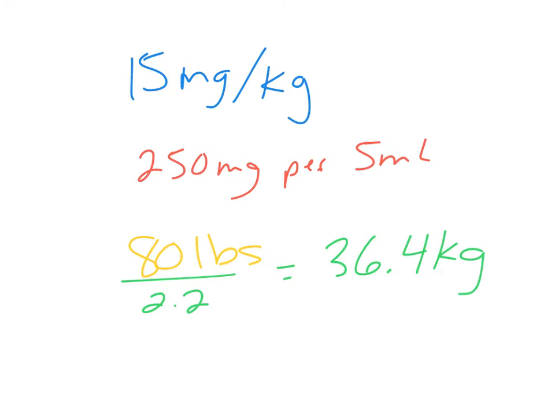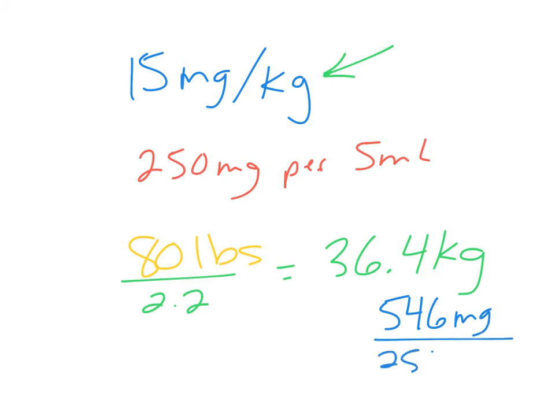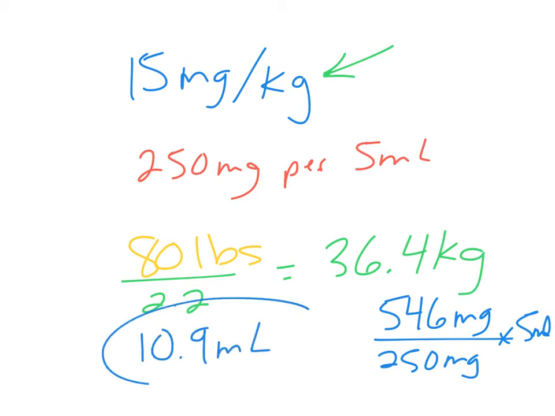So that means this particular patient can take 36.4 times this dosage. So we take 36.4, multiplying that by 15. That means that our patient can take 546 milligrams of this drug. And again, here's our H, so the dosage that we have, and our Q, our quantity, is 5 milliliters in this case. So completing this problem, we take 546 divided by 250, and then I take that and multiply it by 5. This patient needs to take 10.9 milliliters of this liquid.